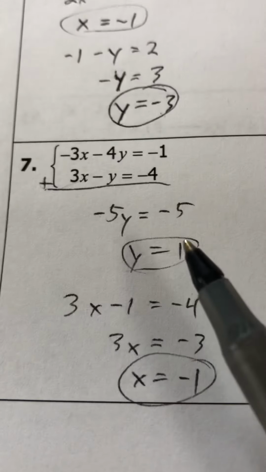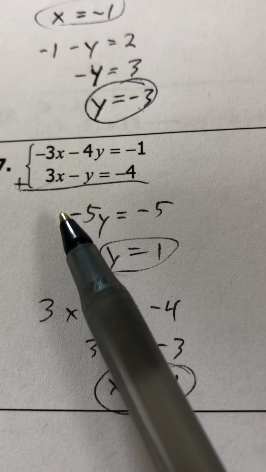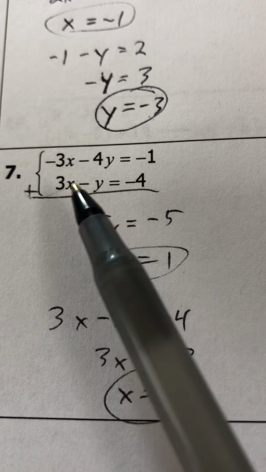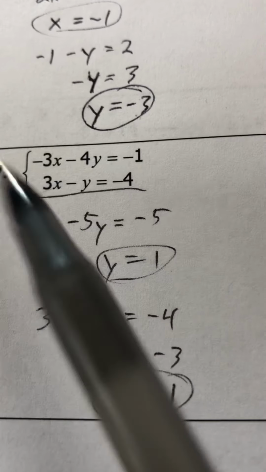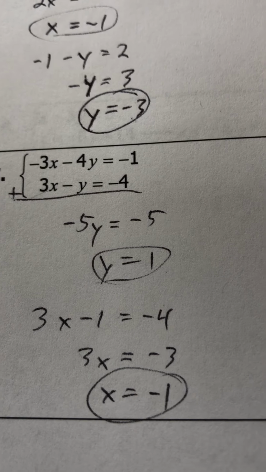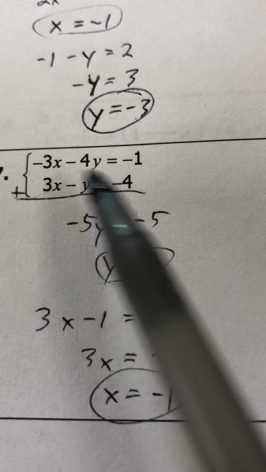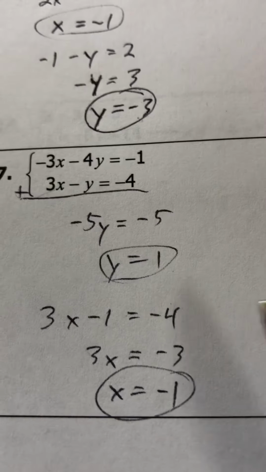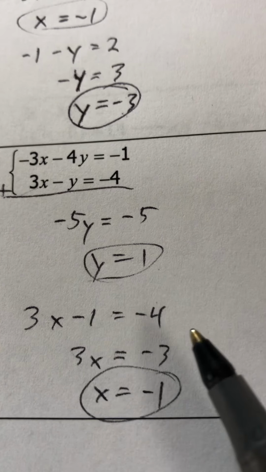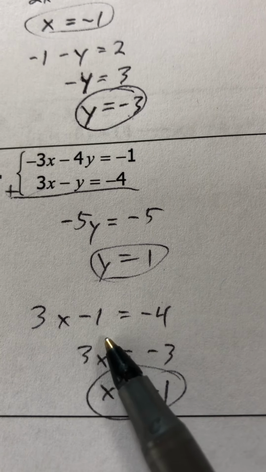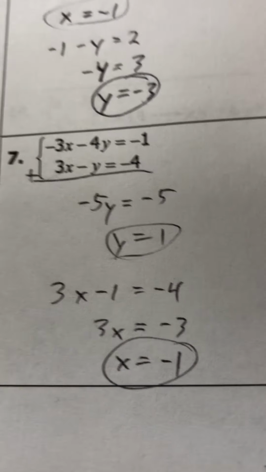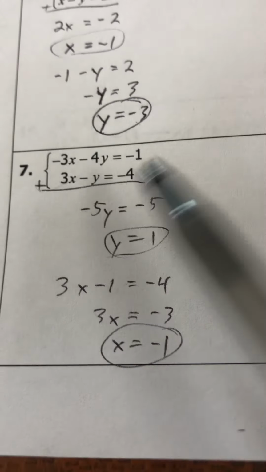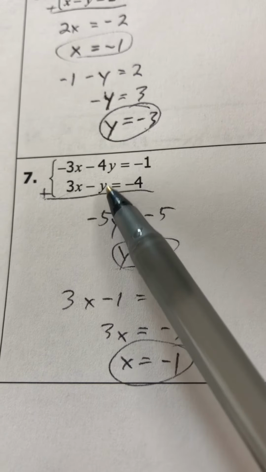For number 7, the only thing, this one was set up too, so this one's easy like number 5. Notice I have negative 3x and I have a positive 3x. My x's are ready to be eliminated, so I eliminate these two and I just add up the rest. And I end up getting y equals 1, and then I end up with 3x minus 1 equals negative 4, and I isolate the variable, and I end up getting x equals negative 1. I plugged that y value in for this one, because that one seems easier.